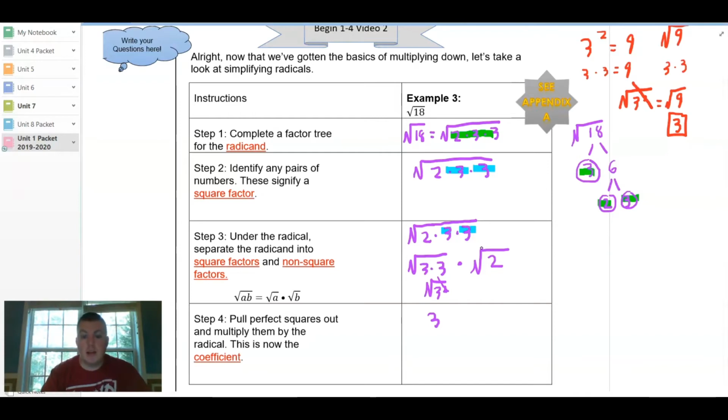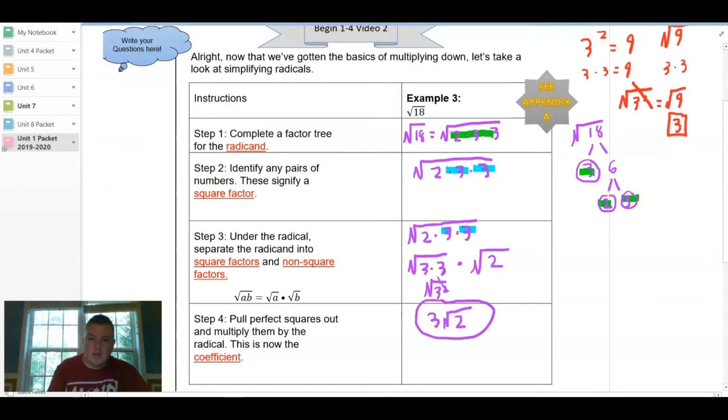We don't have any integers that will multiply by itself to give us 2. That's actually going to be an irrational number. So we can't simplify that part since it doesn't have anything that's squared. So it has to stay as the square root of 2. So that is going to be our final answer. We're going to have 3 square roots of 2 is how we would say that.